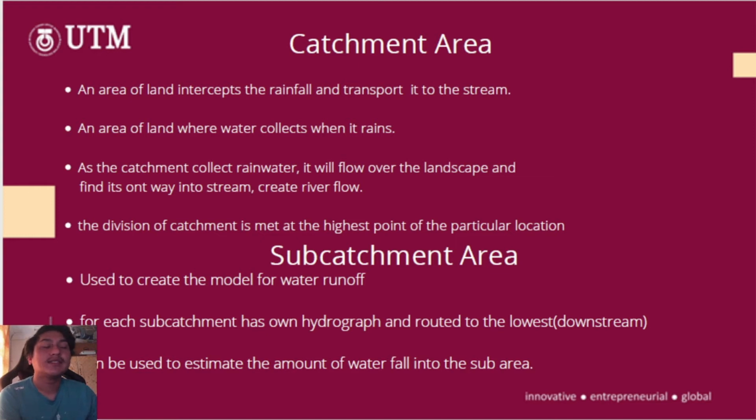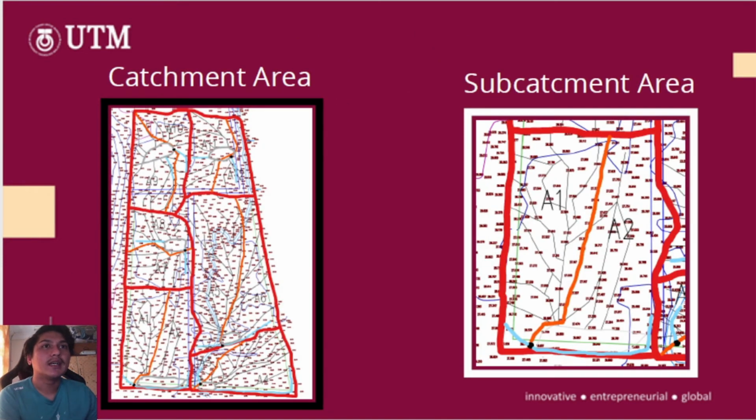So next is sub catchment area. Sub catchment area is not compulsory, but we use it to create the model for runoff water. We assume that each sub catchment has its own hydrograph and routes to the lowest downstream, and it can be used to estimate the amount of rainfall into the sub area. So this is our catchment area and the sub catchment.